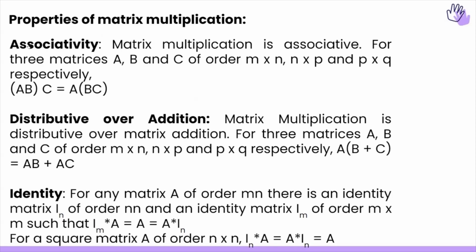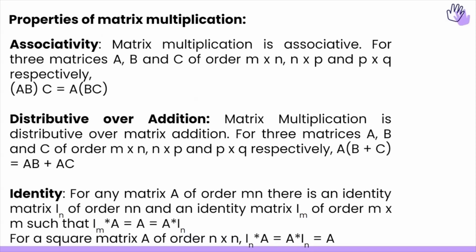Coming to the second property, distributive over addition. Matrix multiplication is distributive over matrix addition. So for three matrices A, B, and C of order M cross N, N cross P, and P cross Q respectively, A times B plus C will be basically nothing but AB plus AC. So that is distributive over addition.